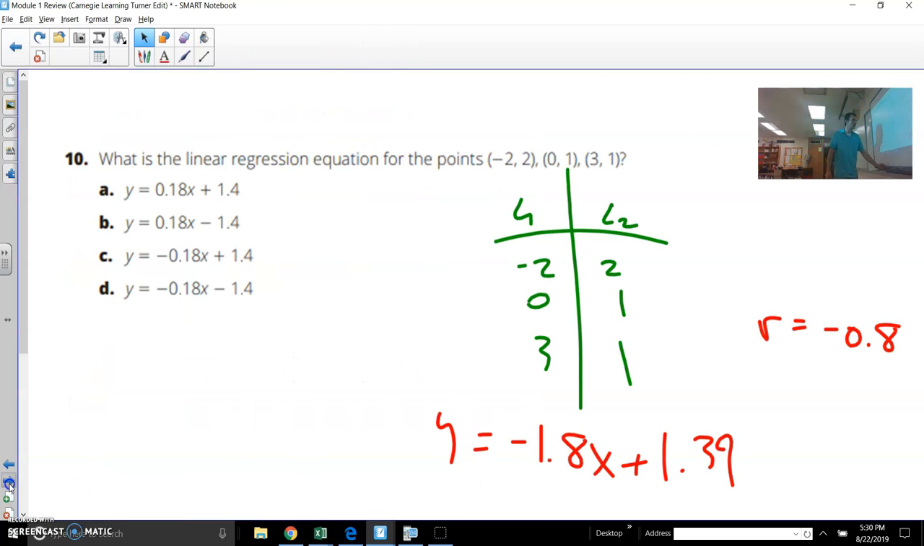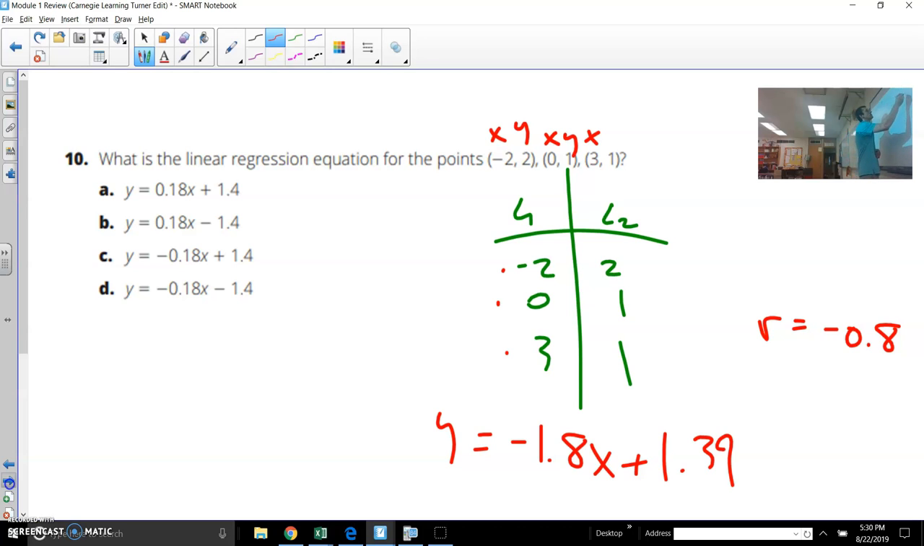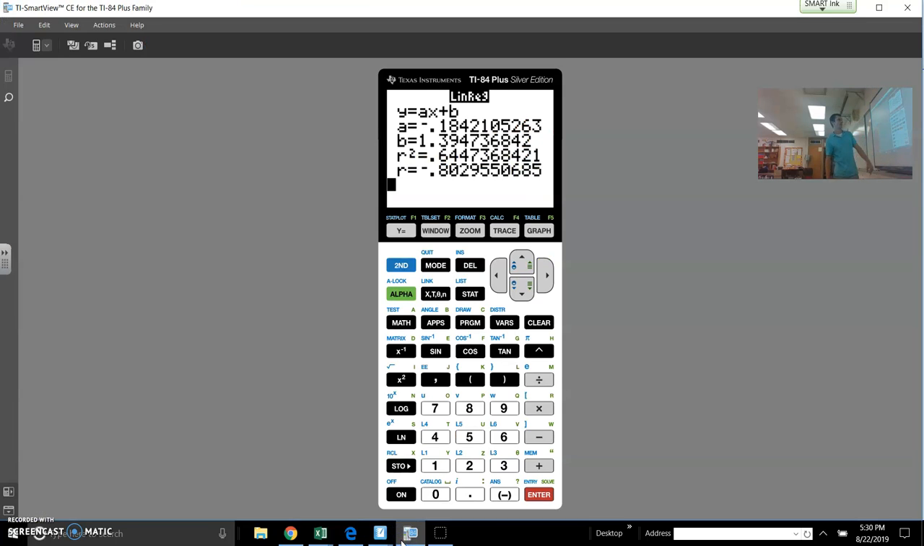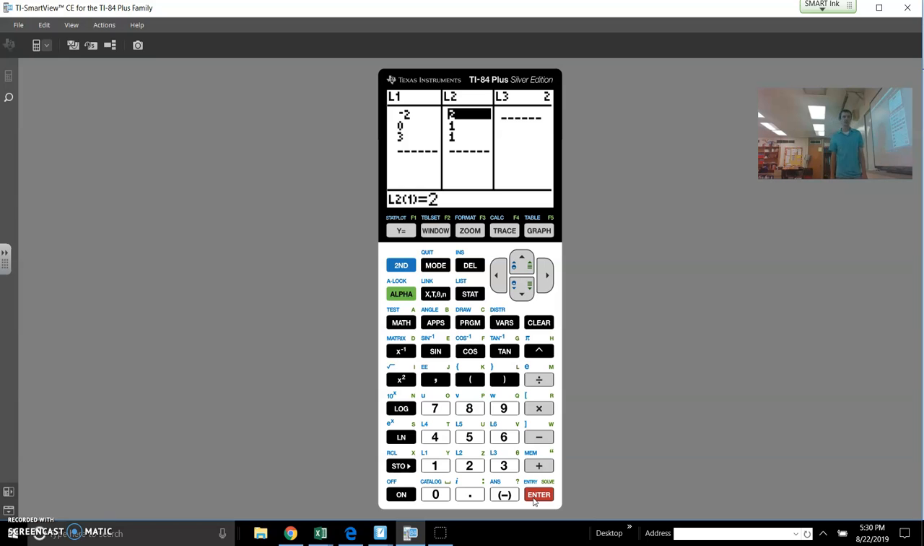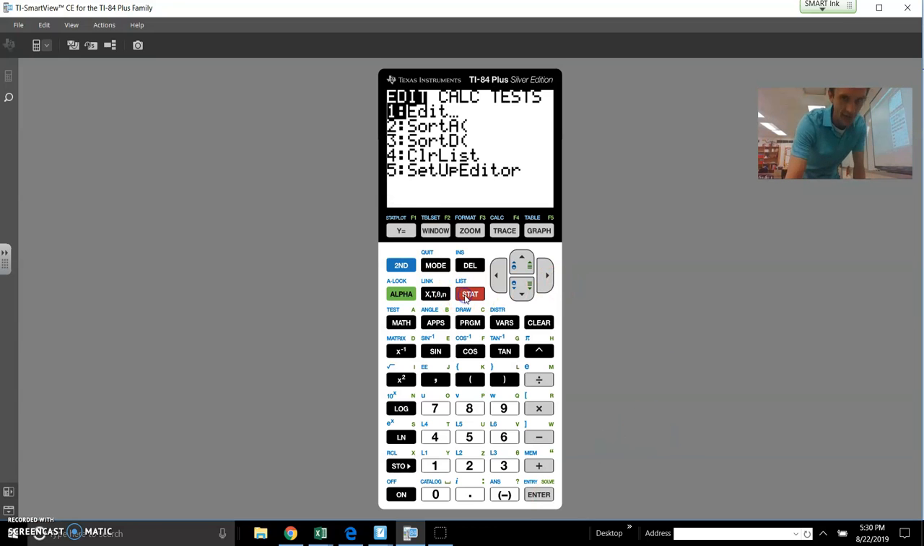For number 10, I thought the best way to really think about that was to turn it into a table. So I took all of the x values and put them in the table for list 1 in the calculator. And then all the y values I put in list 2. So let me display that for just a moment. Stat, edit. I put all the values in. And notice that the 1s are repeating. So that could definitely make your model seem a little off in terms of the correlation coefficient.